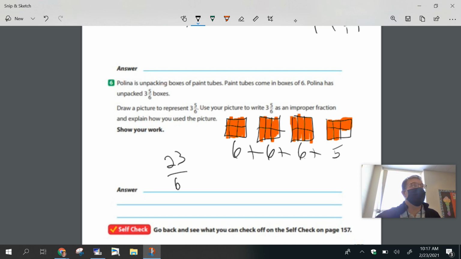If we do it the other way that I just showed you, denominator times whole number, what's 6 times 3? 18. See why you multiply 6 times 3? Add 5. Do you see why you add 5? And you get the same thing, 23/6. Okay. So, questions on this? Any questions? Questions at home?